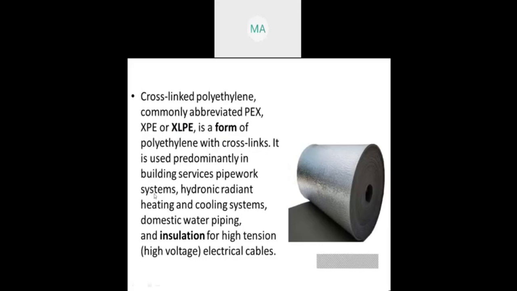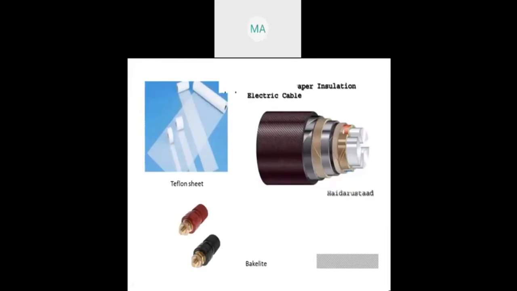Here one is XLP. XLP means cross-linked polyethylene. It is used for the insulation of cables. If you see the cable, based upon the level of voltage, we use it as an insulation material for the conductors.